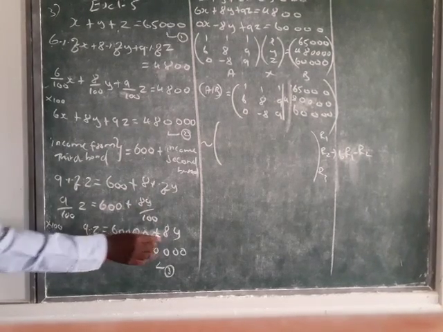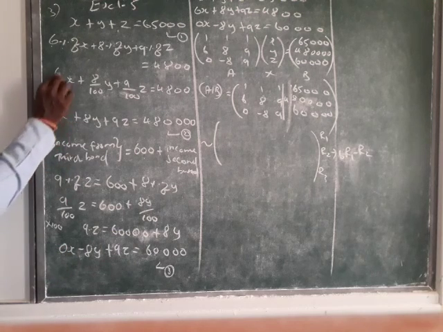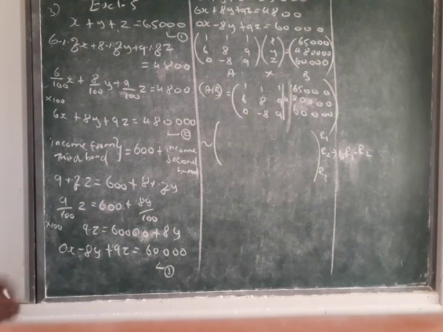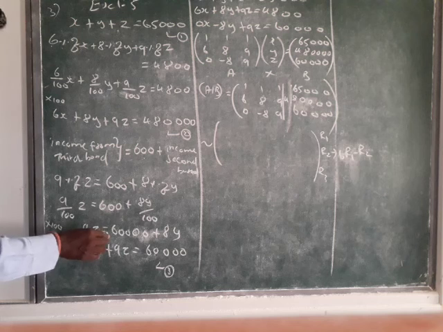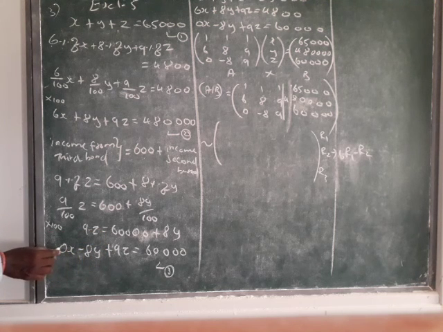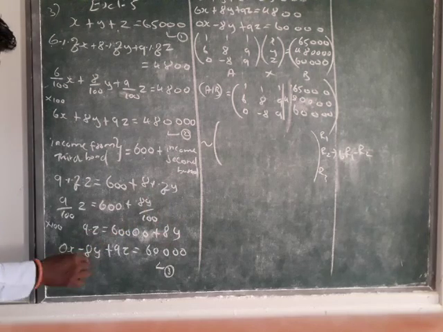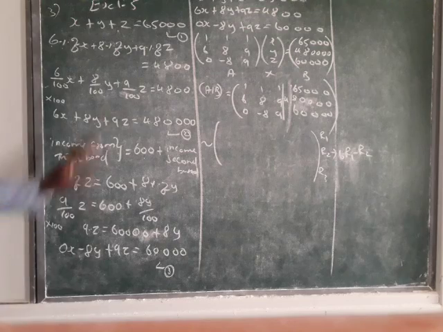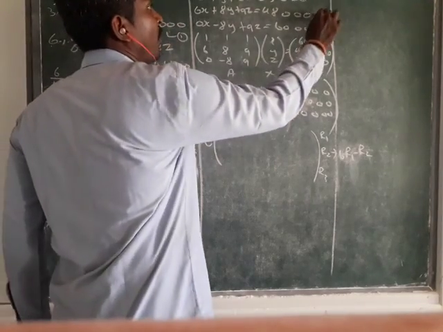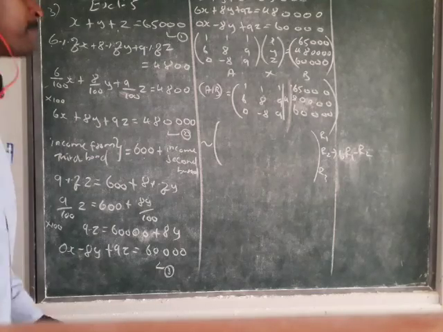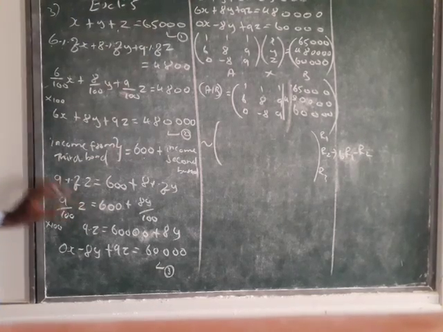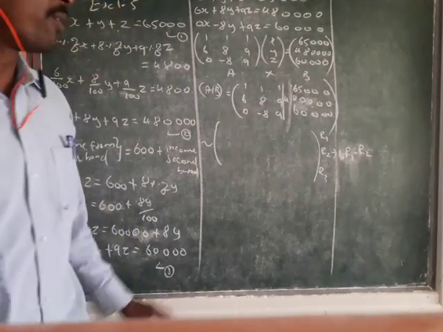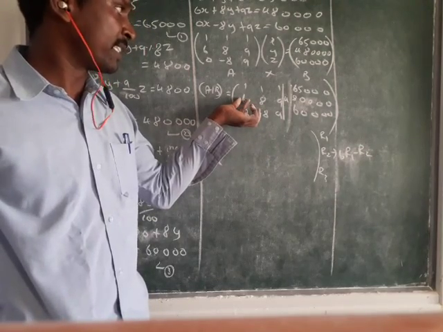Here there is no x term, so we can write 0x, because we have three terms x, y, z. You have only two variables, and we need three variables. Without changing the value of the equation, write 0x, with the coefficient as 0. So 0x minus 8y plus 9z equals 60,000. Now write this in matrix form. Here 4,80,000. Now equation 1, equation 2 and equation 3 in matrix form.